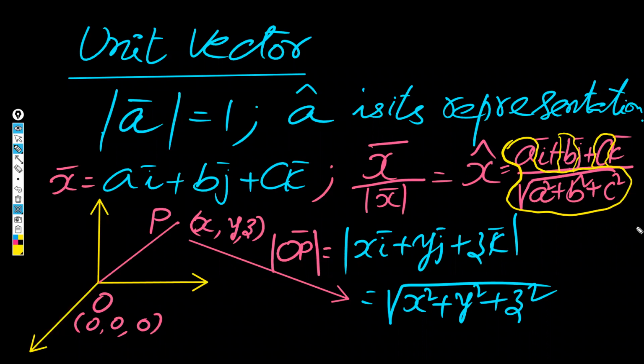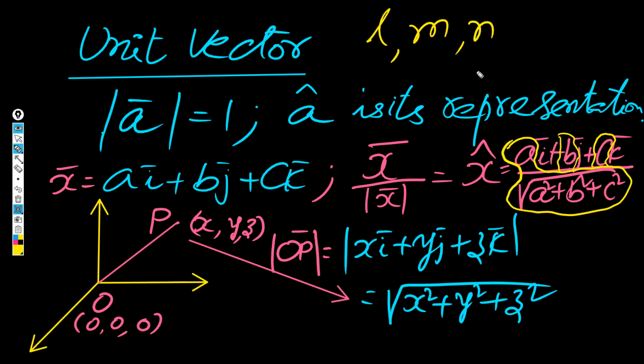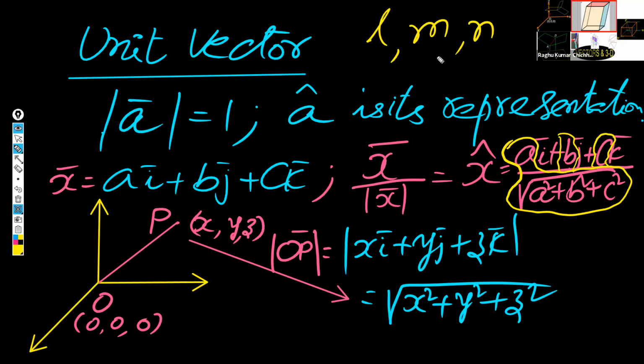So, a by root over a square plus b square plus c square, b by root over a square plus b square plus c square, c by root over a square plus b square plus c square are said to be the DCs, direction cosines. In three-dimensional geometry, they are denoted as l, m, n. What I'm doing now is explaining vectors and 3D together: how to see vectors in the form of 3D and how to convert vector forms to 3D form. That is seeing three-dimensional geometry from the window of vectors. So the unit vector is nothing but DCs. In three-dimensional geometry, we call them DCs.